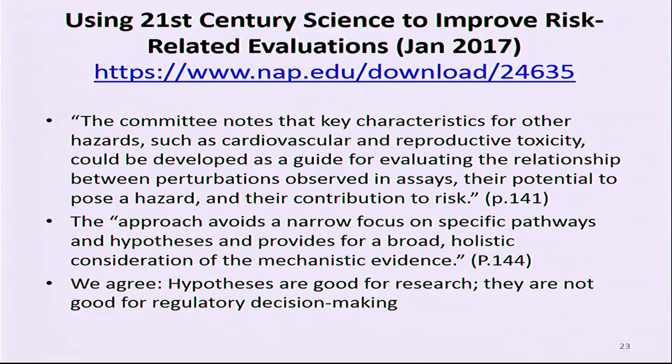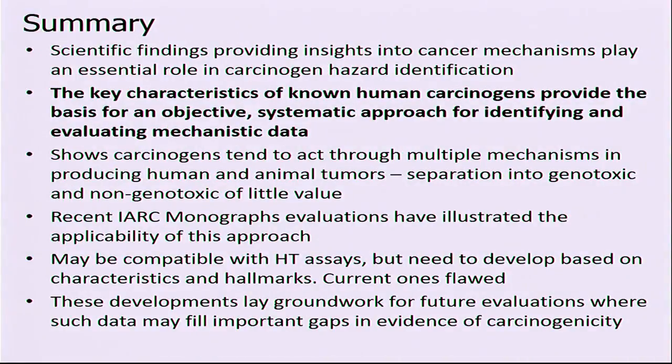It's going to be much harder to basically decide on a mechanism as an expert working group and then have other people say, well, it doesn't work that way. Whereas the key characteristics mechanism allows you to look at the whole database and the evidence and reach pretty easy conclusions by a working group. So in summary then, the scientific findings provide insights that cancer mechanisms play an essential role in cancer hazard identification, and the key characteristics are a known basis for a systematic approach for identifying and evaluating the mechanistic data.